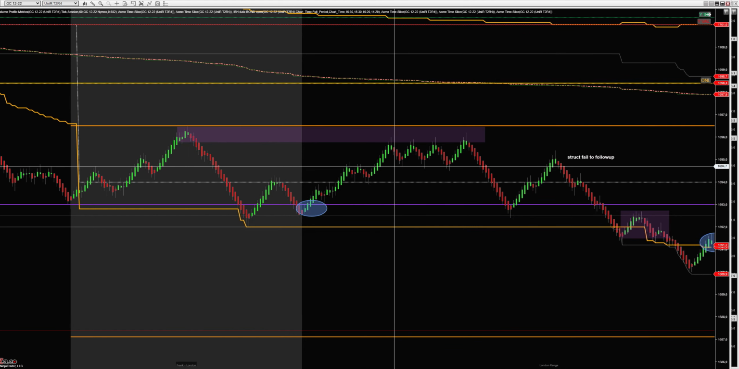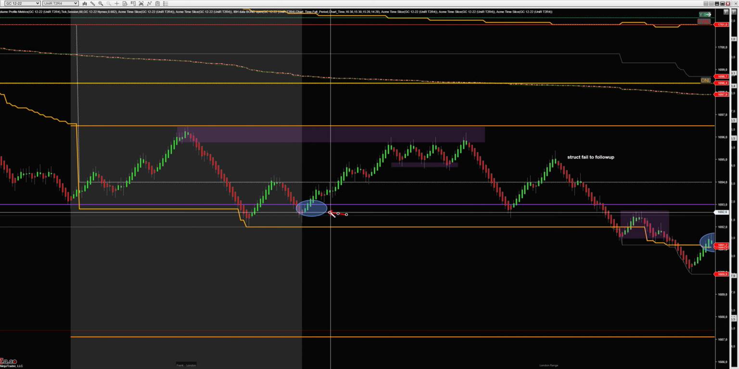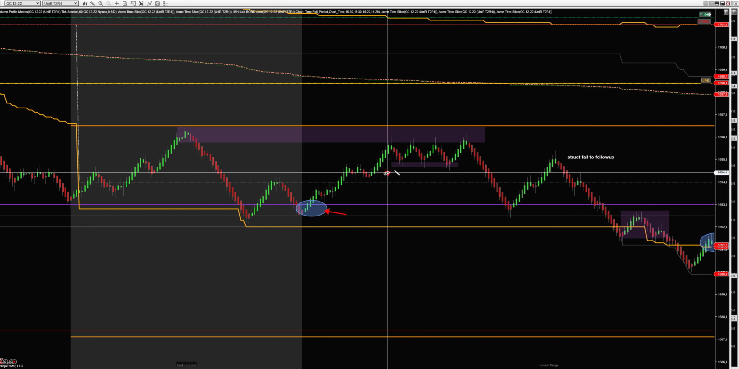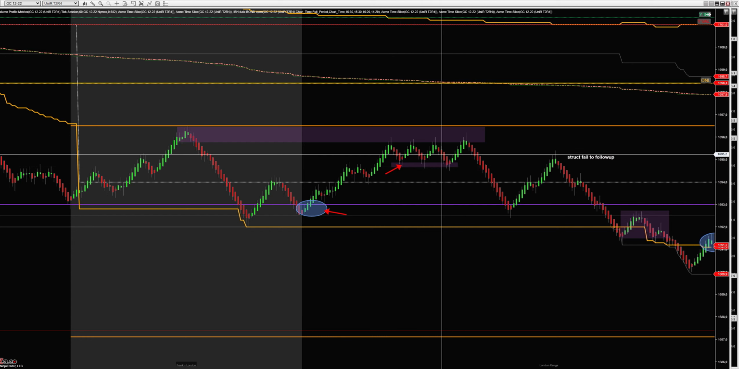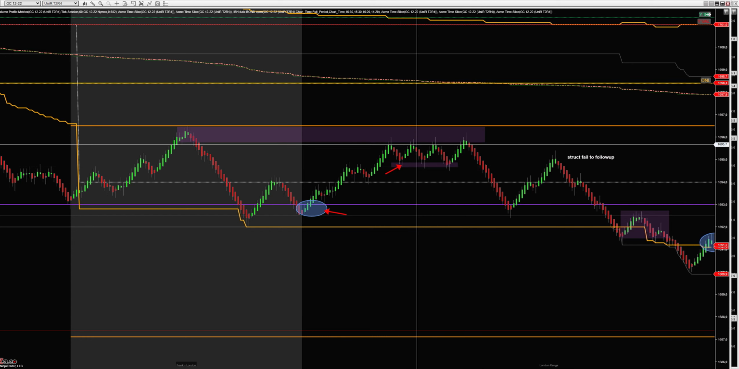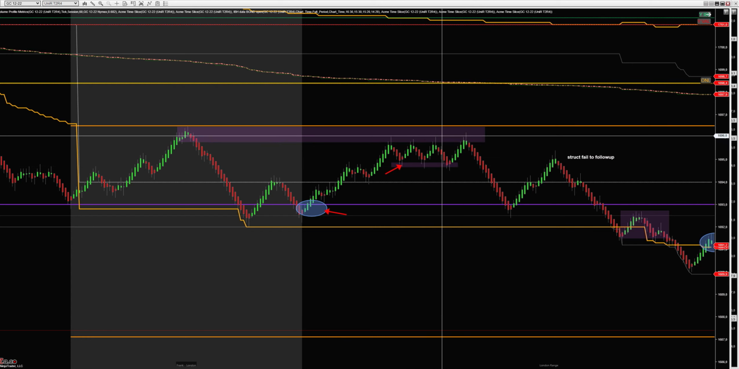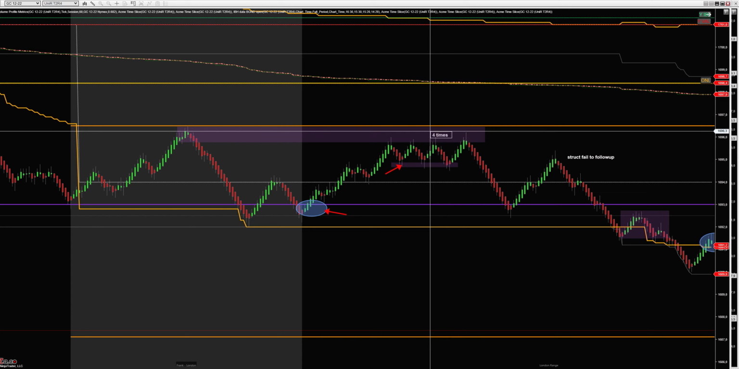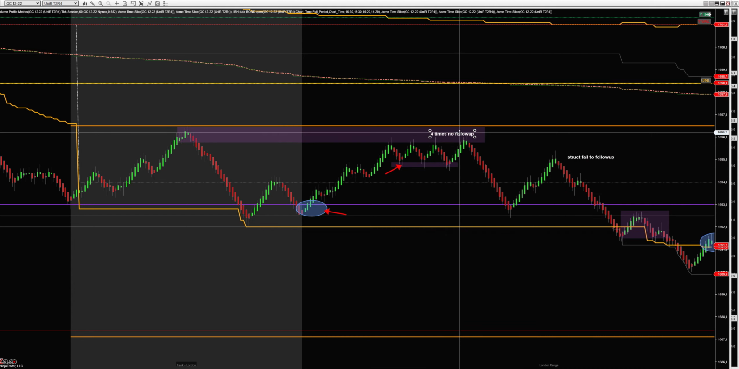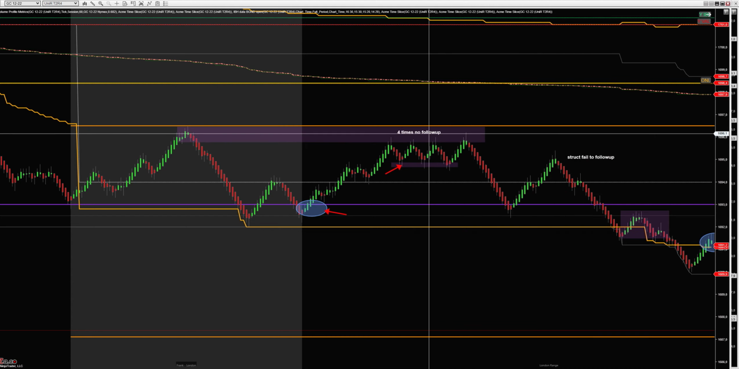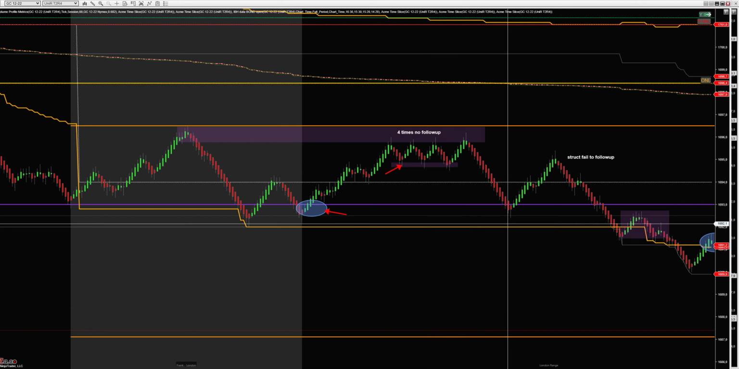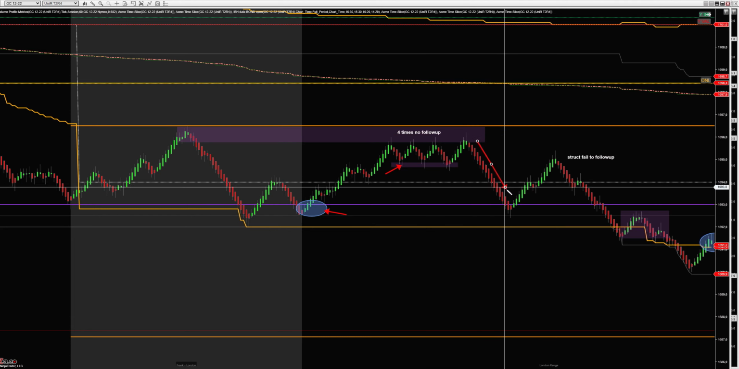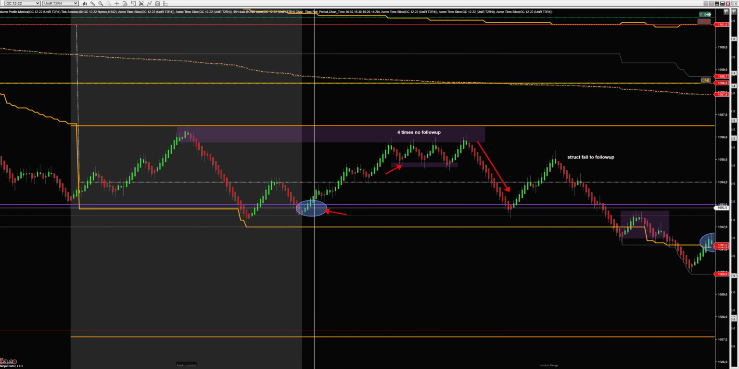I added even a position. I was in this long here. I even added a position here. But this thing didn't work out. One time try, 2, 3, 4 times. Four times it tried to move higher, but it failed. So what's gonna happen? Boom. It fails. It moves down to our support.